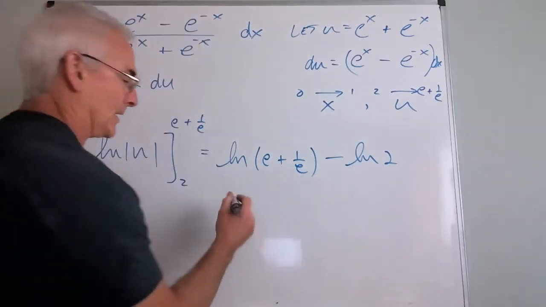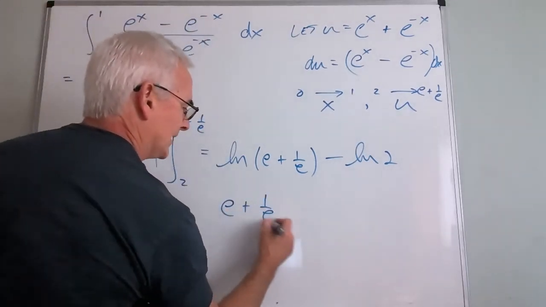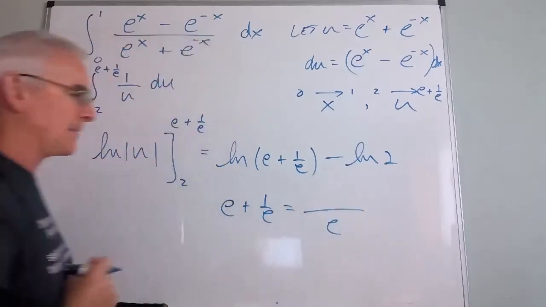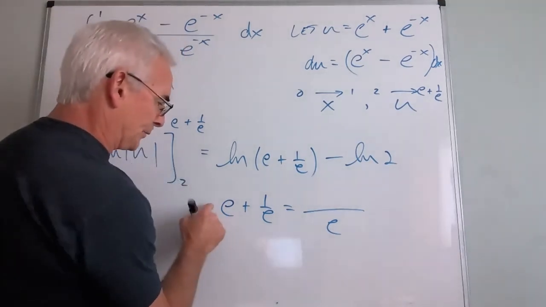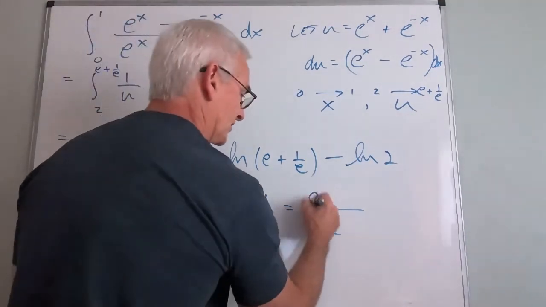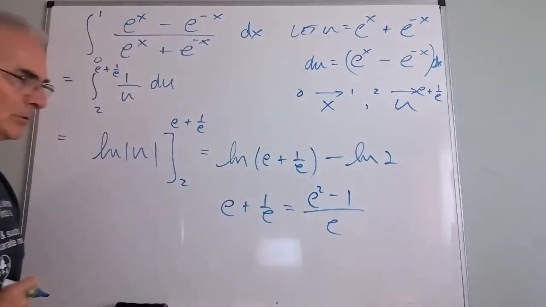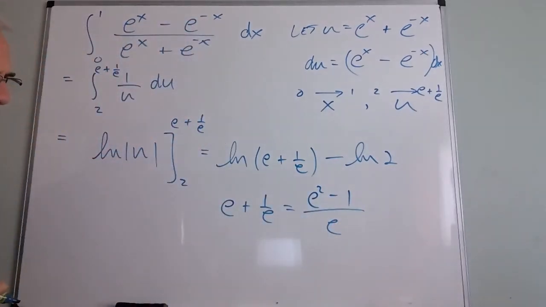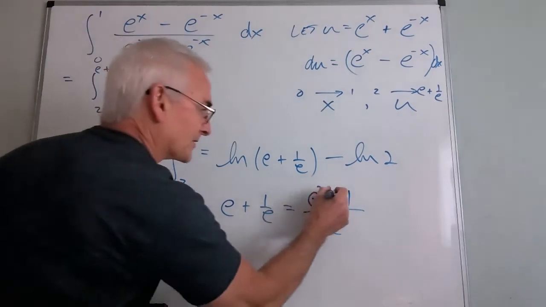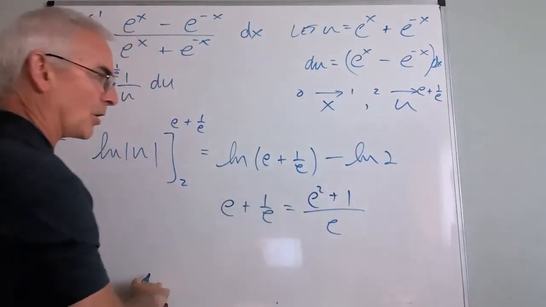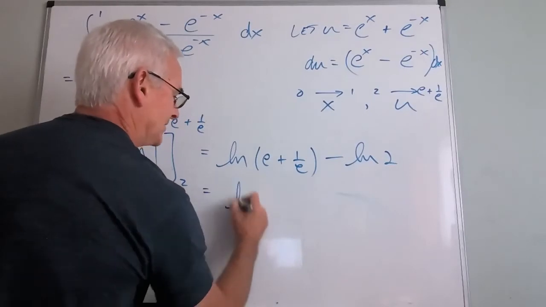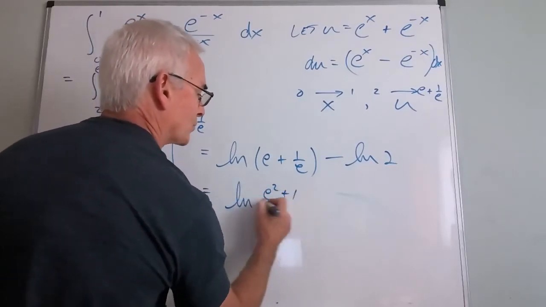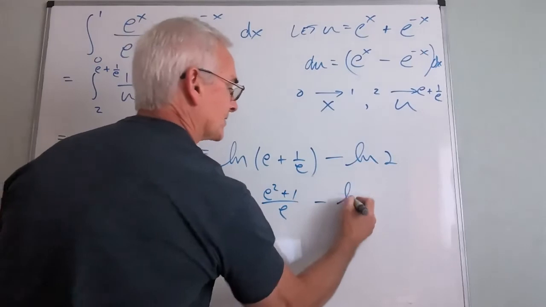For example, e plus 1 over e. Can I make that into one quotient? I can multiply that by e over e, making this. Is that true? Oh, I'm sorry, plus. Yeah. Algebra, yeah. So, okay, let's start with that. Then I can say this is e squared plus 1 over e minus log 2.